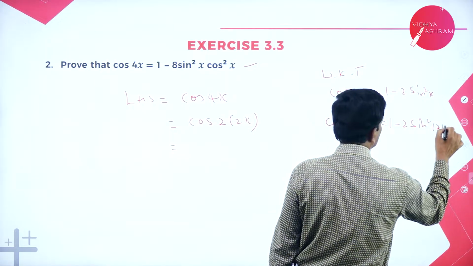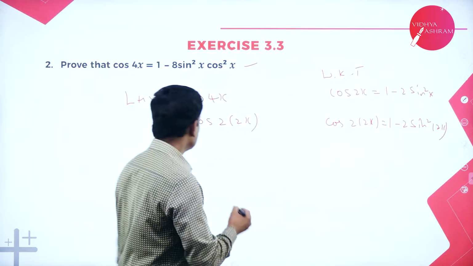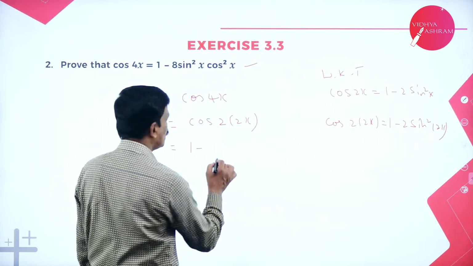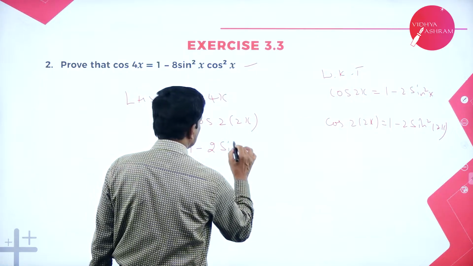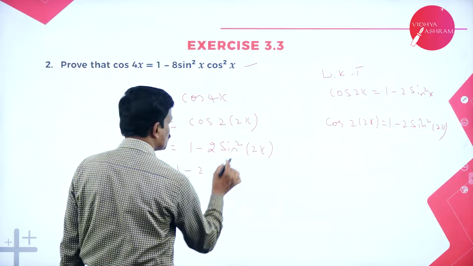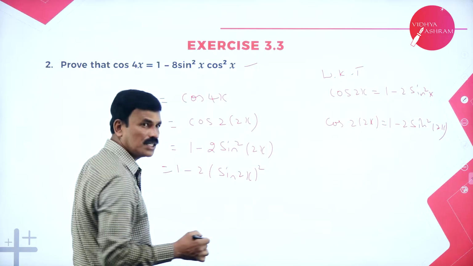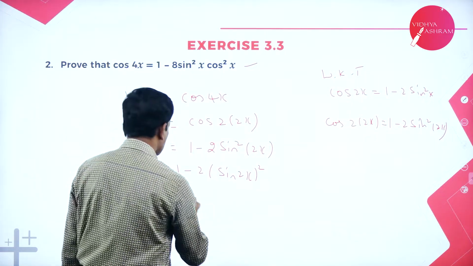sine square 2x. 1 minus 2 sine square 2x, right? So, this can be written as 1 minus 2 sine square 2x. Now, this can also be written as 1 minus 2 into sine of 2x whole square. Sine square 2x is nothing but sine 2x whole square.